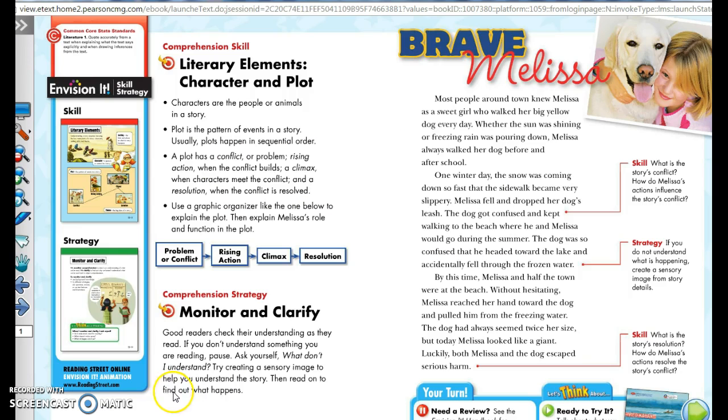Now let's go back and take a look at Brave Melissa. First, we're just going to read it together, so follow along with me.